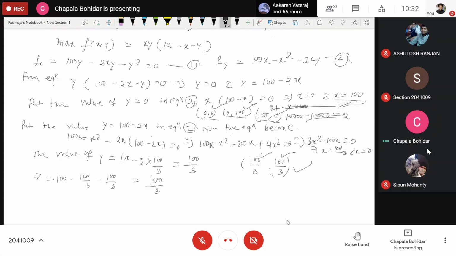100. Yes or no? If you put the value x is equal to 0, we'll get the product is 0. The question is asking for the maximum value, and that is the minimum value. So you cannot consider all these 3 points, only these 2. So our Z value is this one. So we get the value x is equal to this, y is equal to z, z is equal to this. So what is our maximum product?